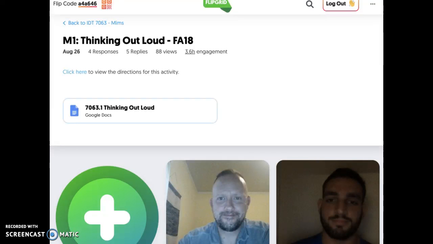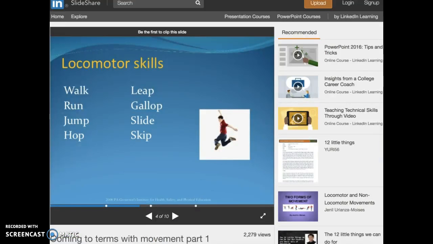For my model of instruction, I'll be using the Flipgrid to teach my Grade 5 physical education class. I chose to use this model because I think it is one of the simplest yet very effective models. The unit that will be covered is locomotor skills, which include hopping, galloping, running, sliding, skipping, leaping, and walking.